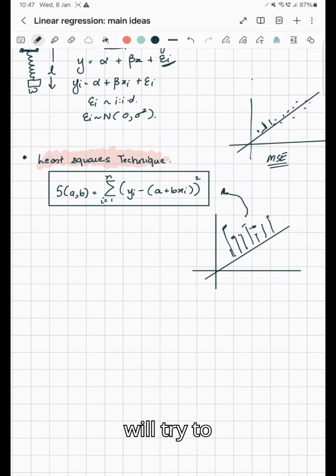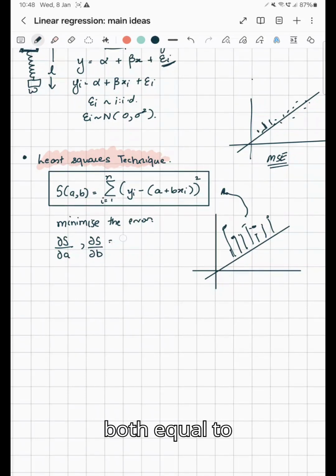So I'll try to perhaps quickly walk you through this. Let's say we have this problem and we are to minimize the error. We are going to set the stage by setting the partial derivative of S with respect to a, and the partial derivative of S with respect to b, both equal to 0. Now, why partial derivative, you might ask, and that's a genuine question, by the way.